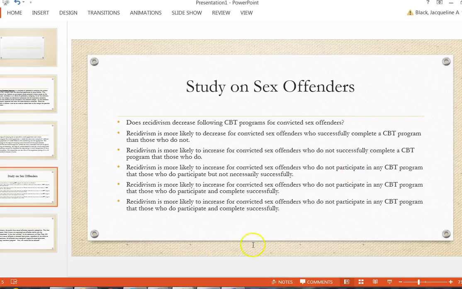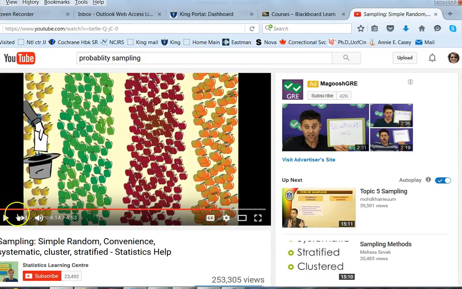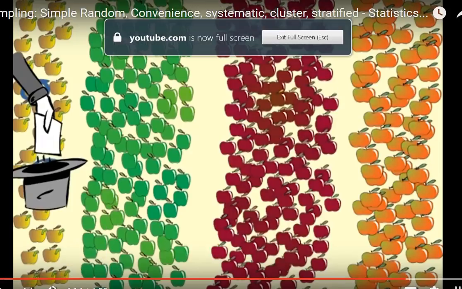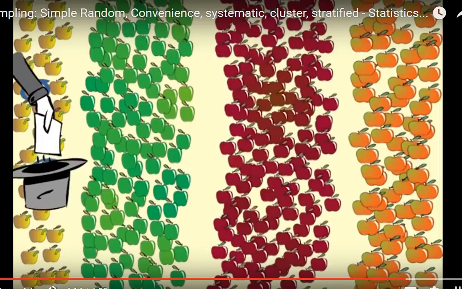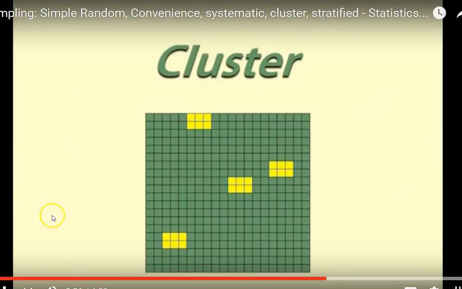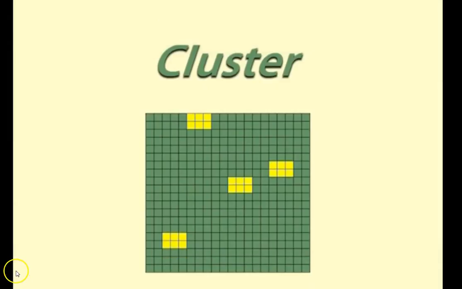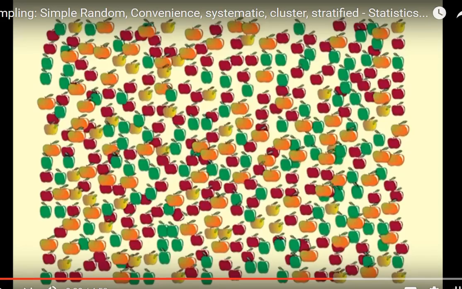Okay, let's go back here to this. Sampling. In cluster sampling, the population is divided into... That cut off a little bit, but she just said we're going to talk about cluster sampling.